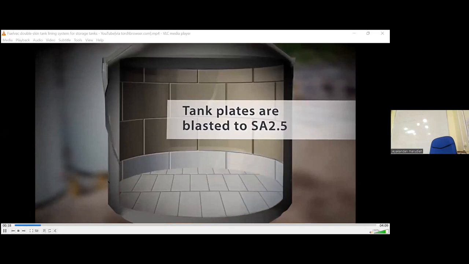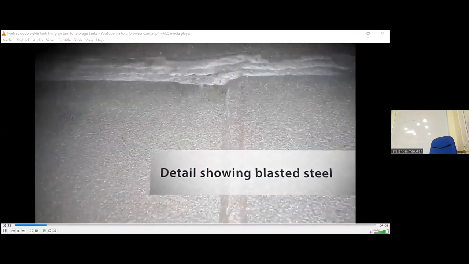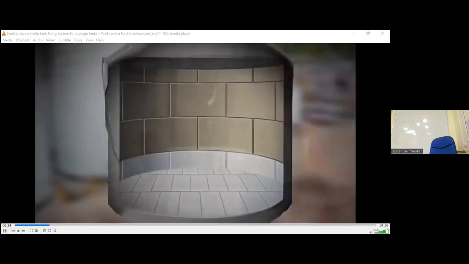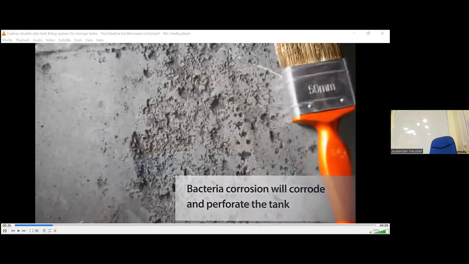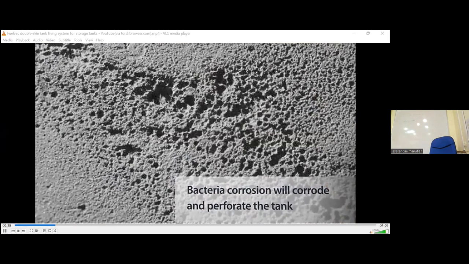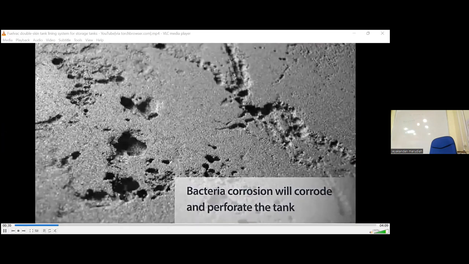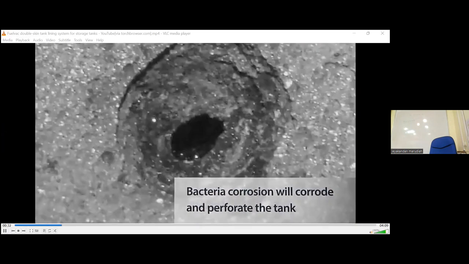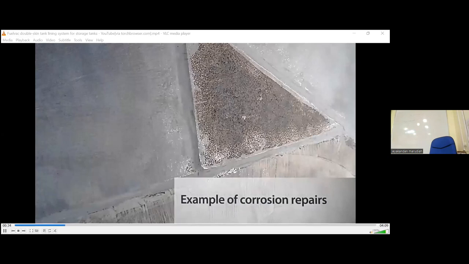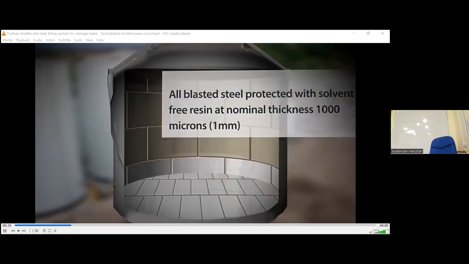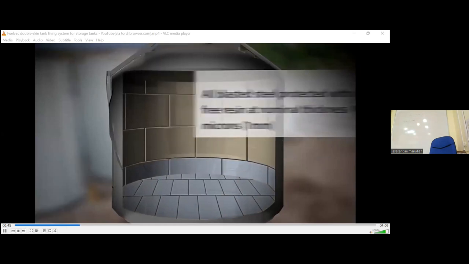First, the existing tank is prepared for grit blasting to Swedish standard SA 2.5. After blasting, any bacterial corrosion becomes apparent and can be repaired by applying epoxy engineering compounds. During the next stage, the first protective coating layer is applied. A solvent-free resin is sprayed to a thickness of 1000 microns nominal thickness.